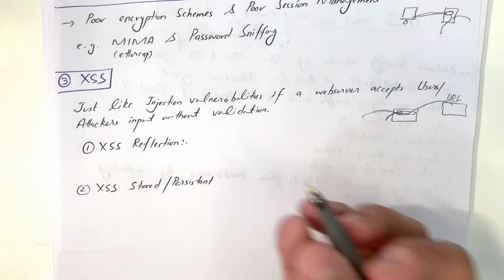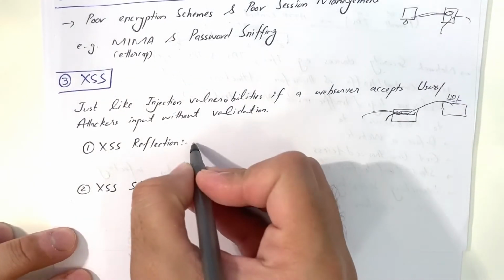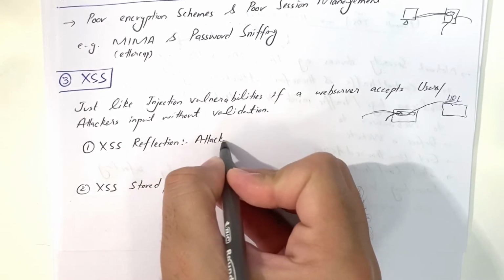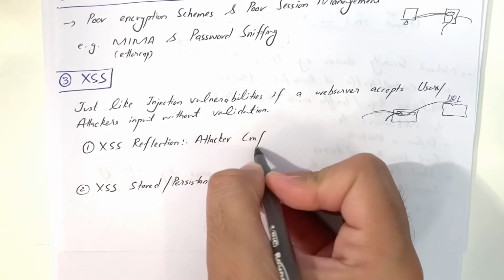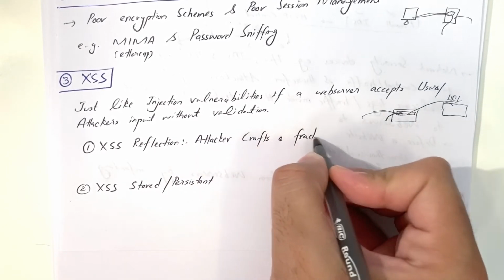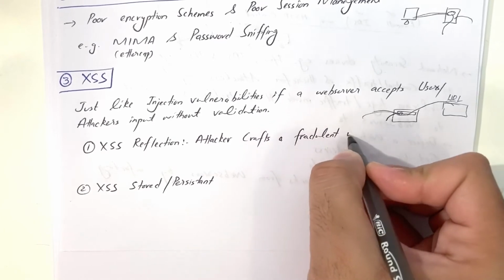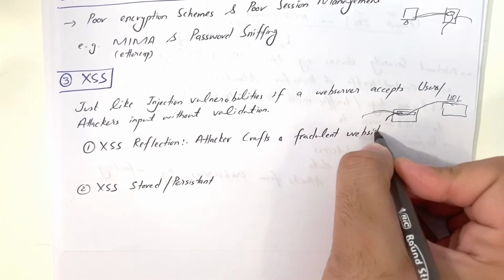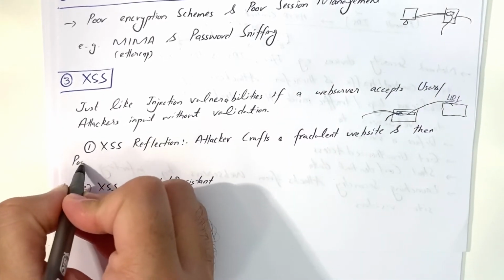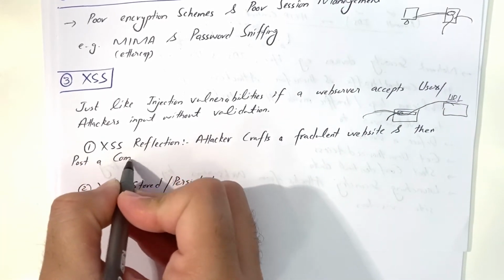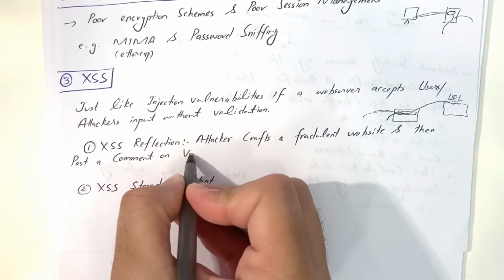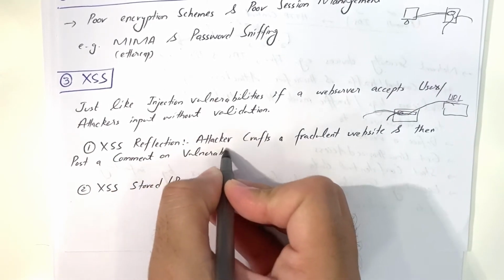So cross-site scripting, usually what happens, involves mainly two steps. The attacker crafts a fraudulent website and then posts a comment on a vulnerable website.